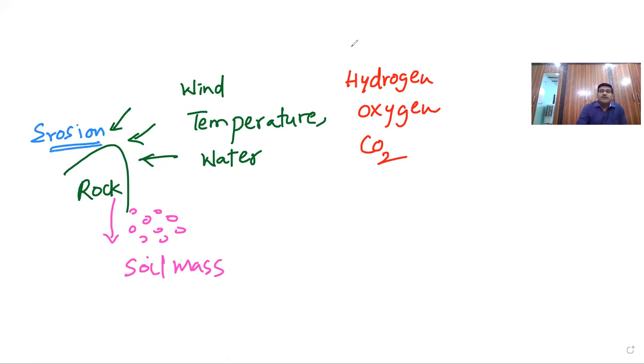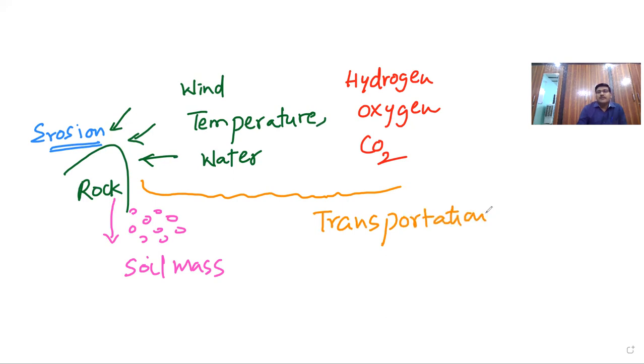And the eroded mass will be taken away by the same geological agents, carried away by the wind, water, etc., to another place. That process is known as transportation. Then later, those agents deposit the mass elsewhere, layer by layer, like this. Consolidation takes place. That is known as deposition.